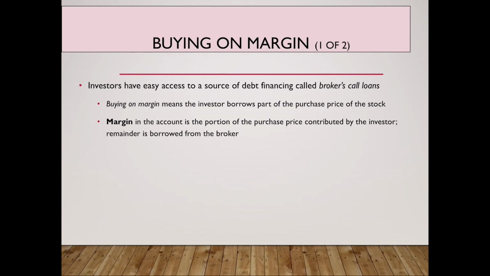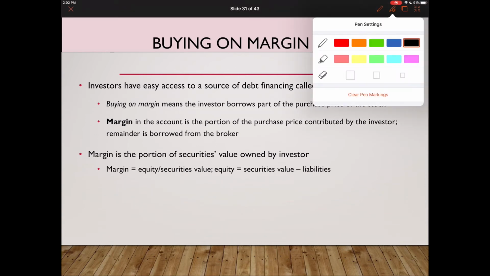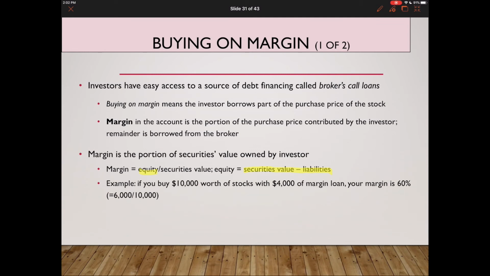So the margin is your equity amount. Margin is the portion of the security's value owned by the investor. To calculate it, it would simply be the equity amount, the amount that you have contributed, divided by the total security's value. And this equity portion is simply the security's value minus the amount of debt that you have taken on, your liabilities. For example, you buy $10,000 worth of stocks with $4,000 of margin loan. Your margin is 60%, 6,000 divided by 10,000.